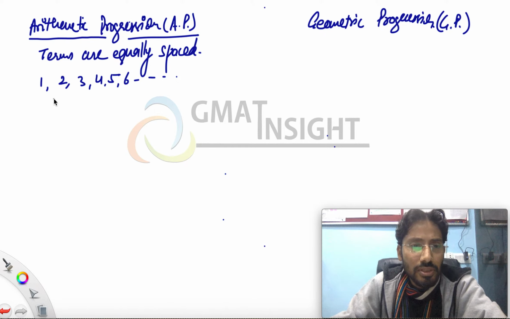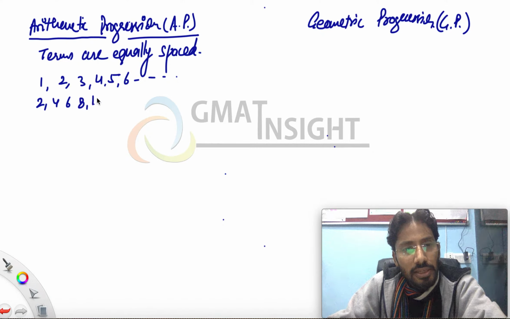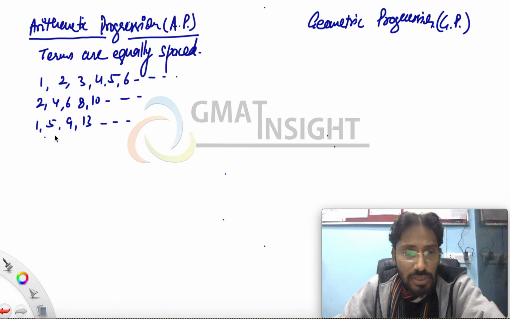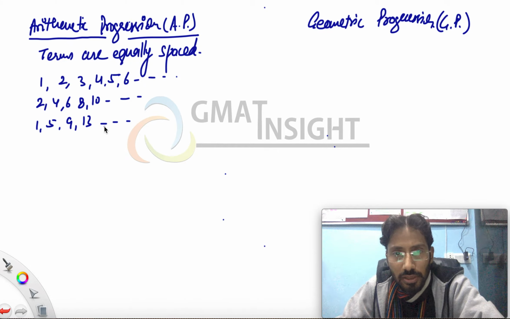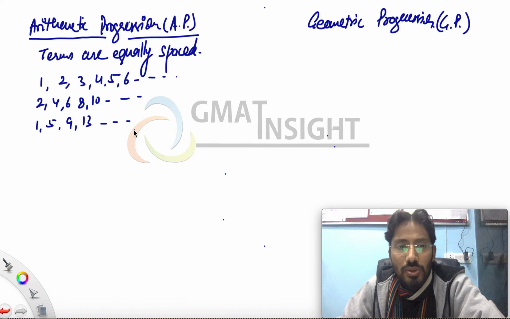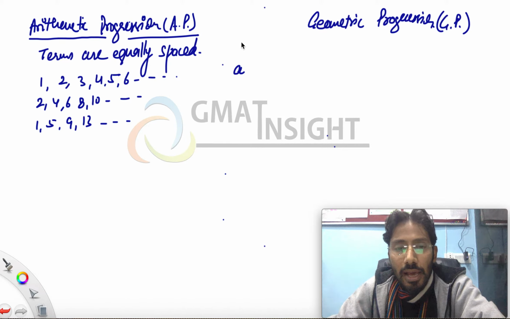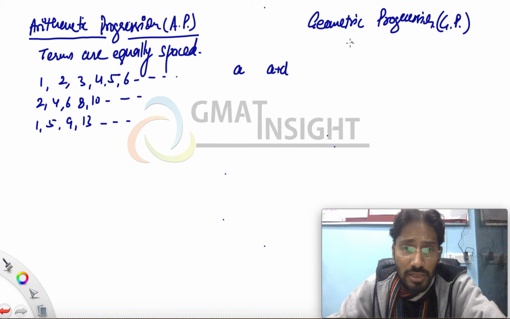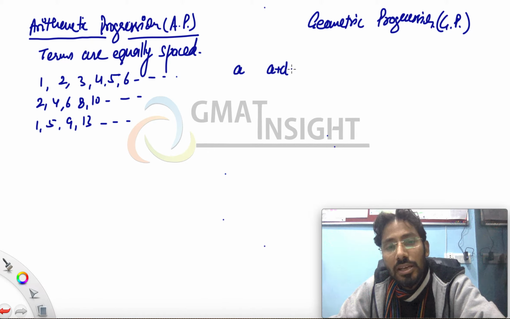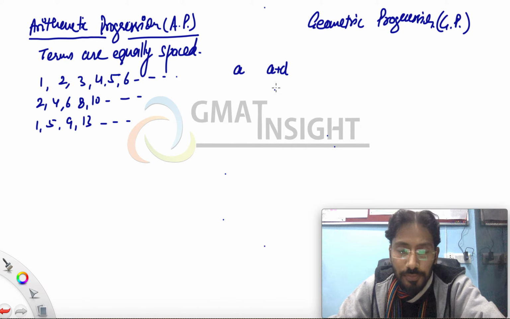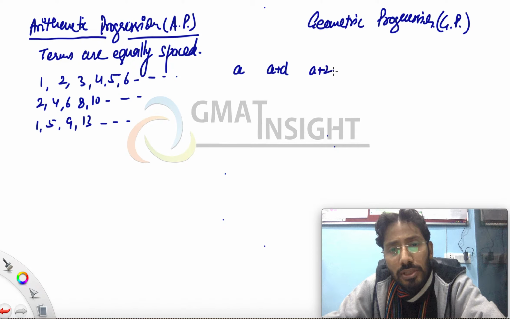Another example of arithmetic progression could be 2, 4, 6, 8, 10, etc. Similarly, another series could be 1, 5, 9, 13, etc. Here the gap everywhere is 4. The constant gap between any two consecutive terms is called the common difference. If the first term is defined as A and the difference as D, the next term becomes A plus D, where D can be positive as well as negative. The next term becomes A plus 2D, and then A plus 3D, etc.